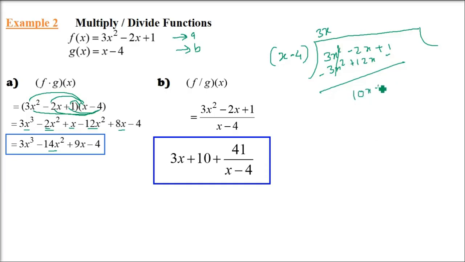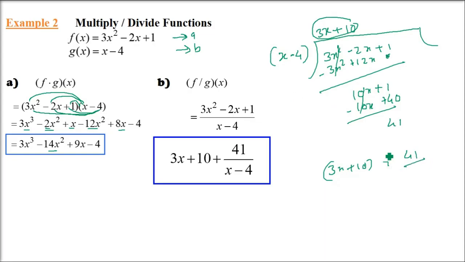Okay, now we need 10x. How do we do this 10x? For that, we need 10 to be multiplied, and that has to be positive. So plus 10. So 10 into x minus 4 you have to do. 10x and negative of 4 into 10, that is minus 40. Now change the sign, you're subtracting them. Cancel this. 1 plus 40 is 41. So how do you write this? 3x plus 10, and then you have this 41, the remainder, divided by x minus 4.